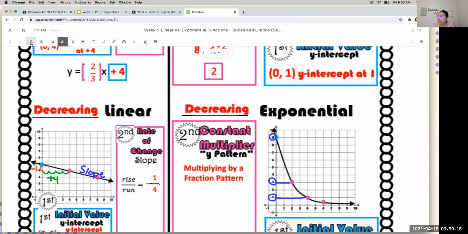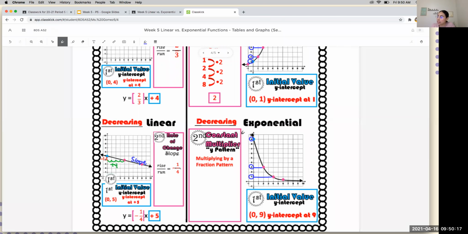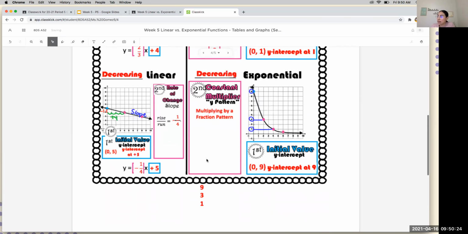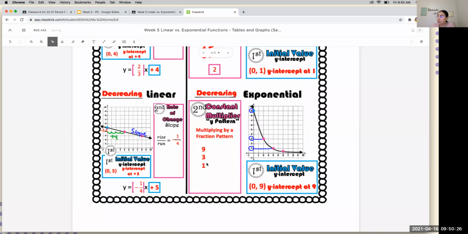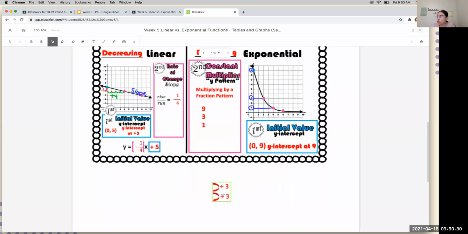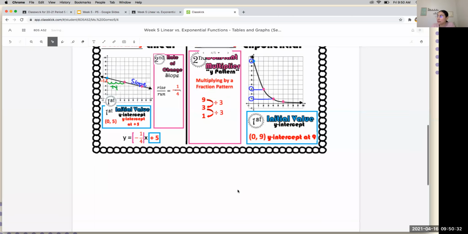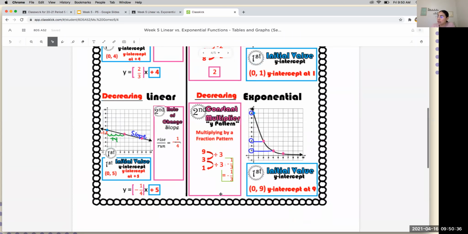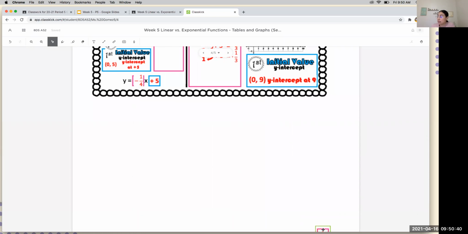There you go. We notice it's 9, 3, and 1. So let's get that 9, 3, and 1. Write it down on the side, 9, 3, and 1. Look for that pattern. It was to divide by 3 each time, which actually just means I switch it to a fraction with the 1 over it. That's it. And there you go.